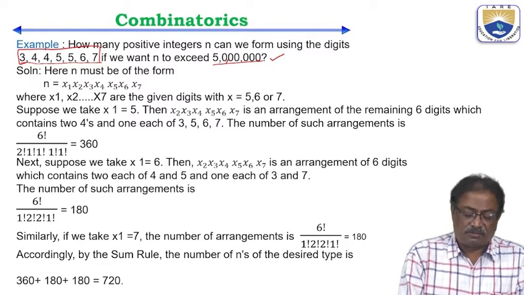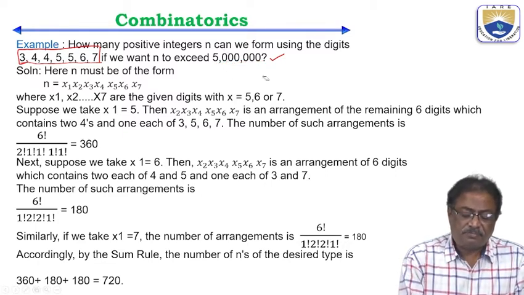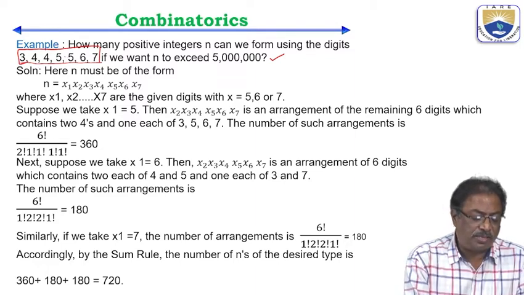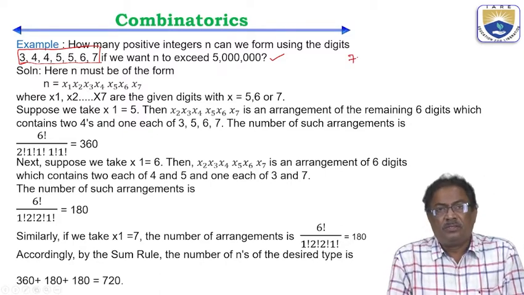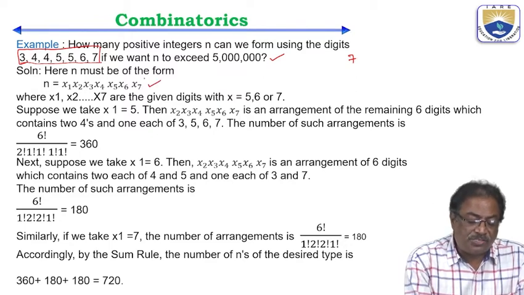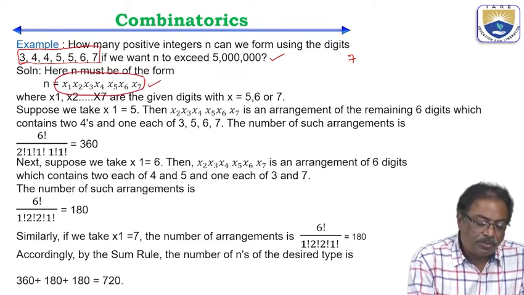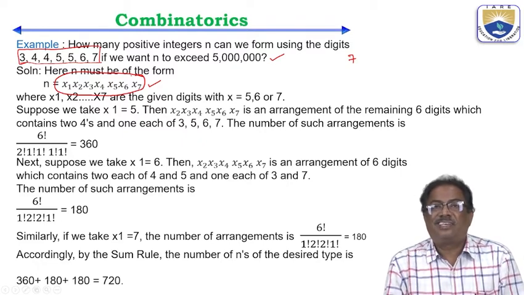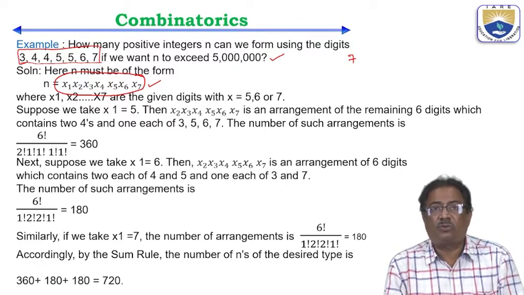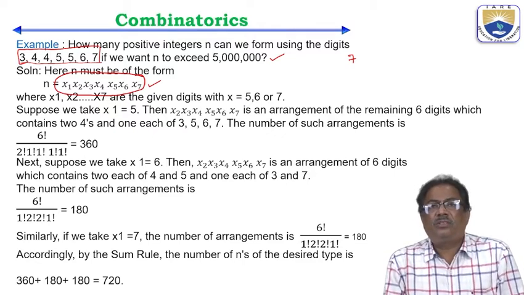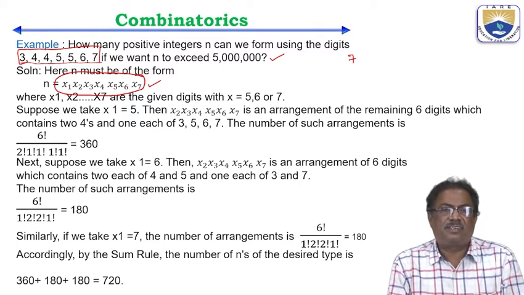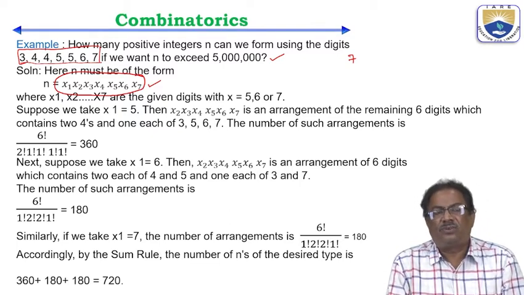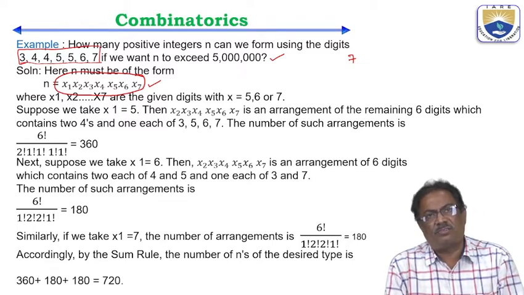See here, which consists of 1, 2, 3, 4, 5, 6, 7. 7 digits are there. So those 7 digits I am going to arrange in this form: x1, x2 and so on, up to x7. Now x1 is nothing but the first digit, x2 is the second digit, x3, whatever digit you are going to select. It could be 3, 4, 5, 6, or whatever.